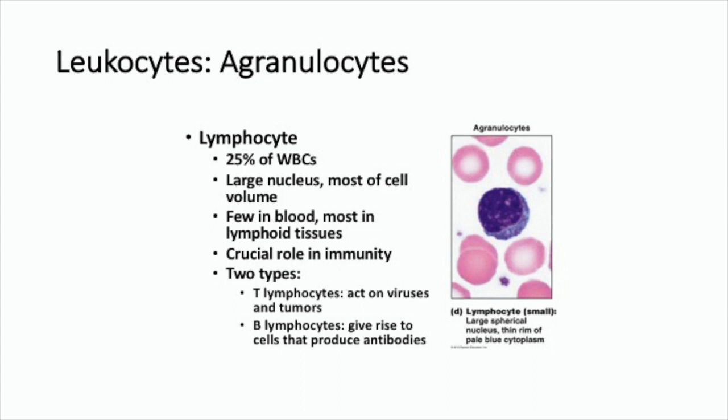We do have these in our blood, but we also have these cells in other places. You have other tissues like your tonsils or your appendix, where these cells like to hang out rather than circulating around. We have two different kinds of lymphocytes. T lymphocytes like to target viruses and tumors, so your own cells that have gone rogue. And then we have B lymphocytes, and these are cells that produce antibodies in response to infection.